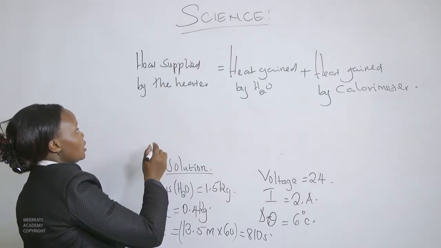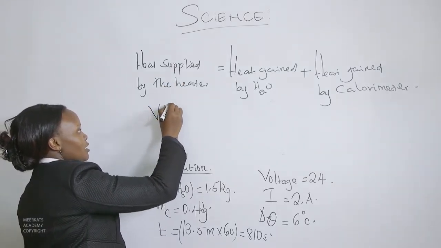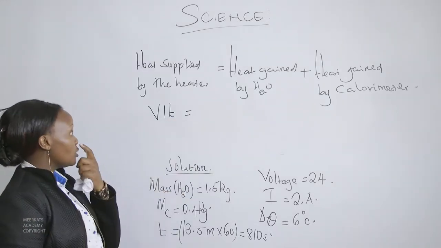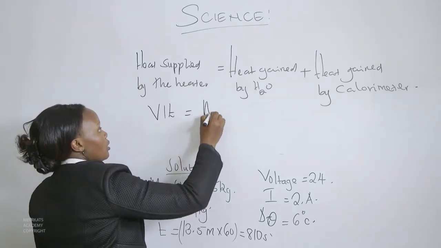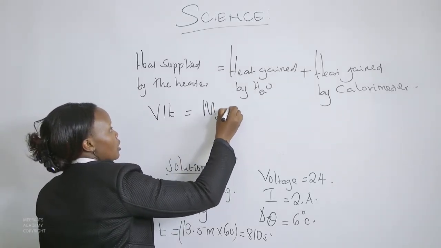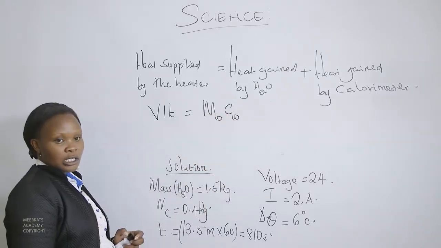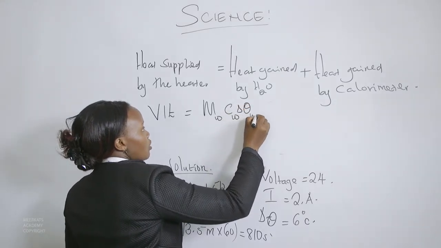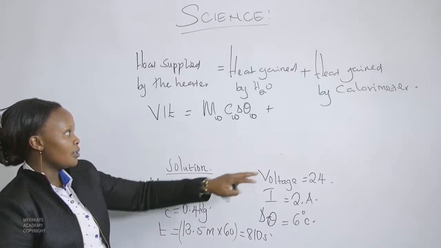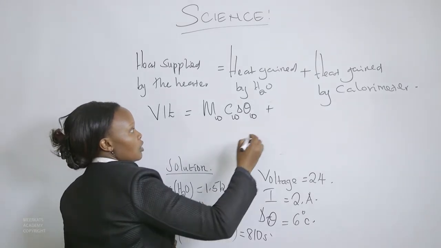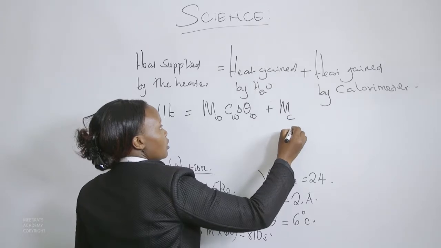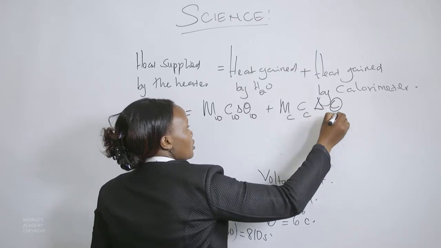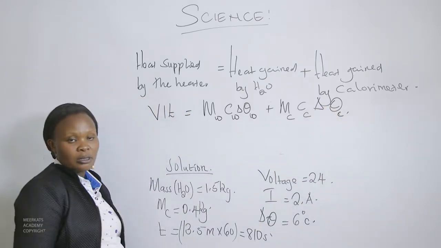Now, on this side, the heat supplied, which is equal to the work done by the electrical energy, is going to be given by mass of water. This one we multiply by the specific heat capacity of water and the change in temperature of water, plus heat gained by the calorimeter, given by the product of the mass of the calorimeter, specific heat capacity of the same, and the change in temperature of the same.